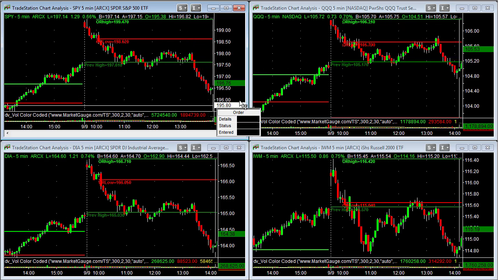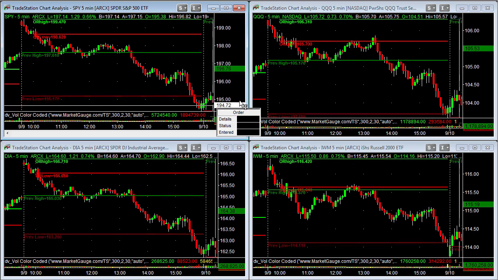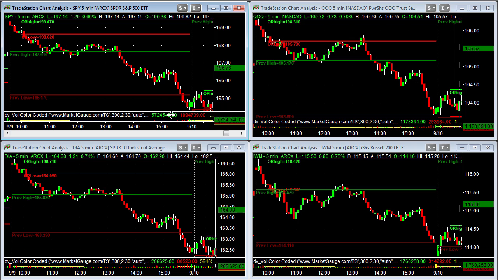I'm going to scroll forward so we can see the whole day here. All right, so the 9th, an even bigger gap high if I remember correctly. But today's outcome is a little bit different, isn't it? This time we gap higher and the SPYs make their way lower, not higher, as do all the other markets.